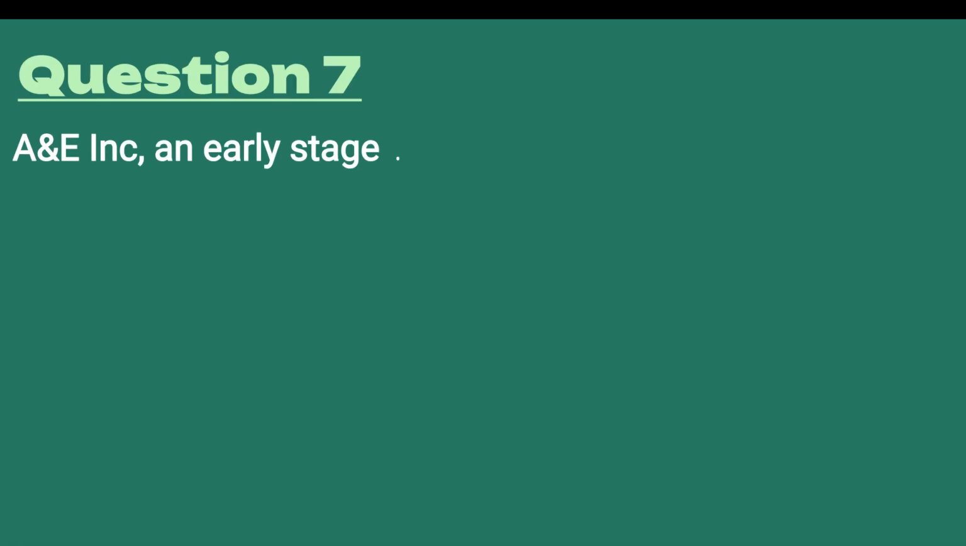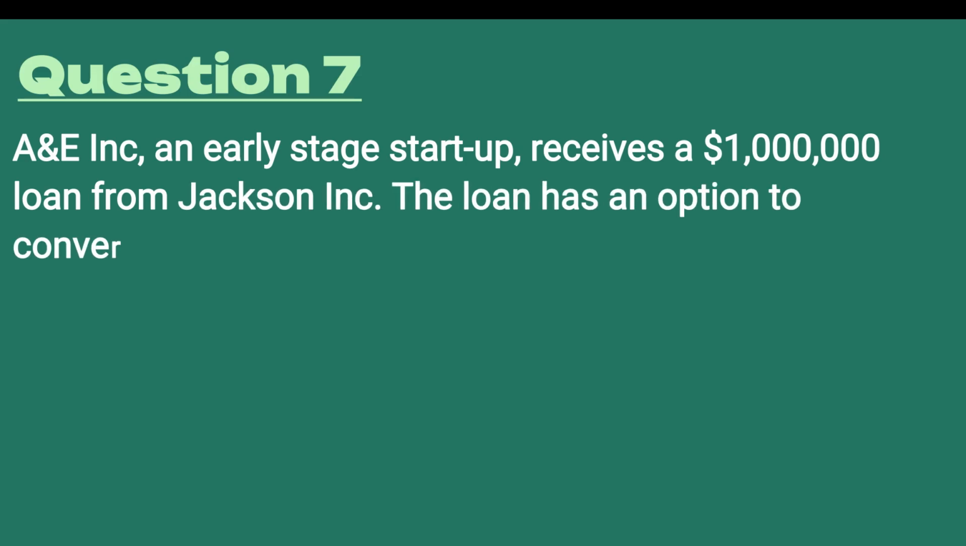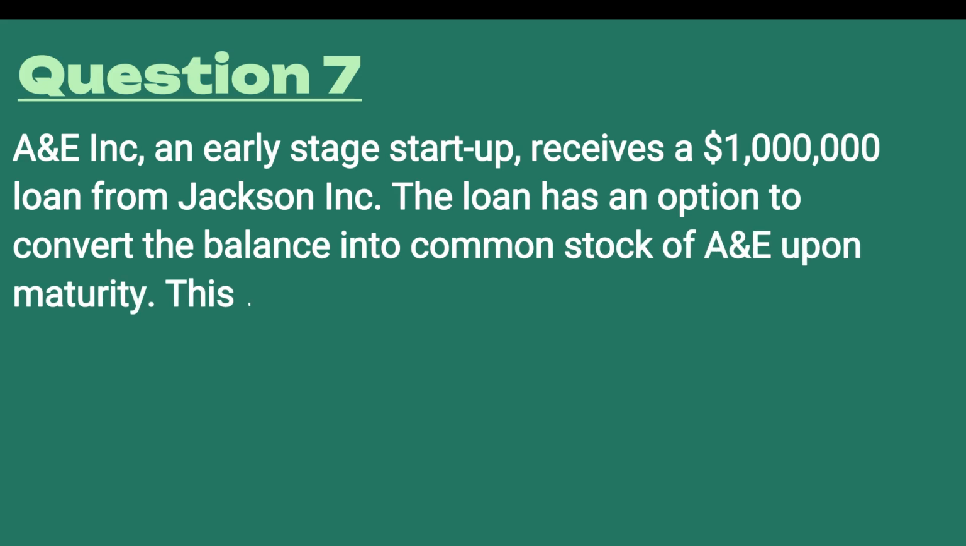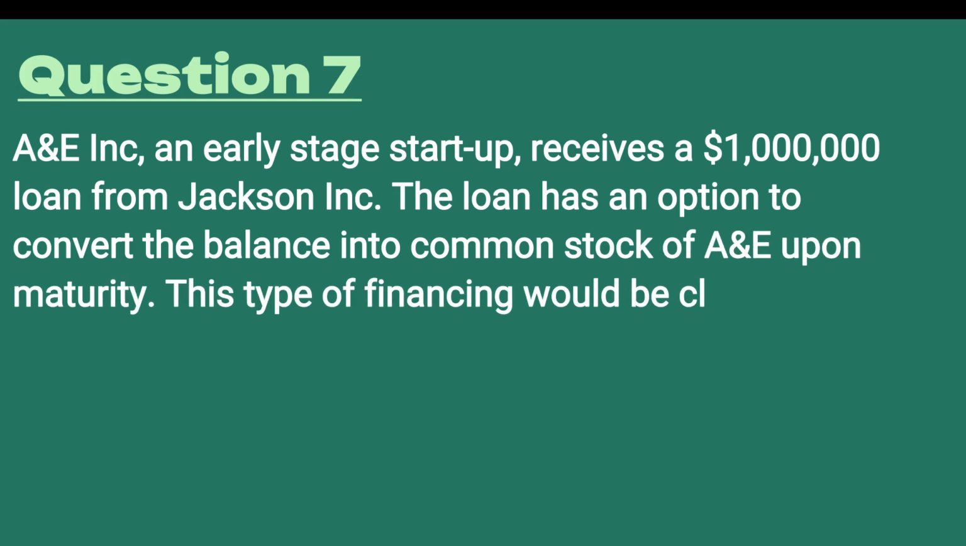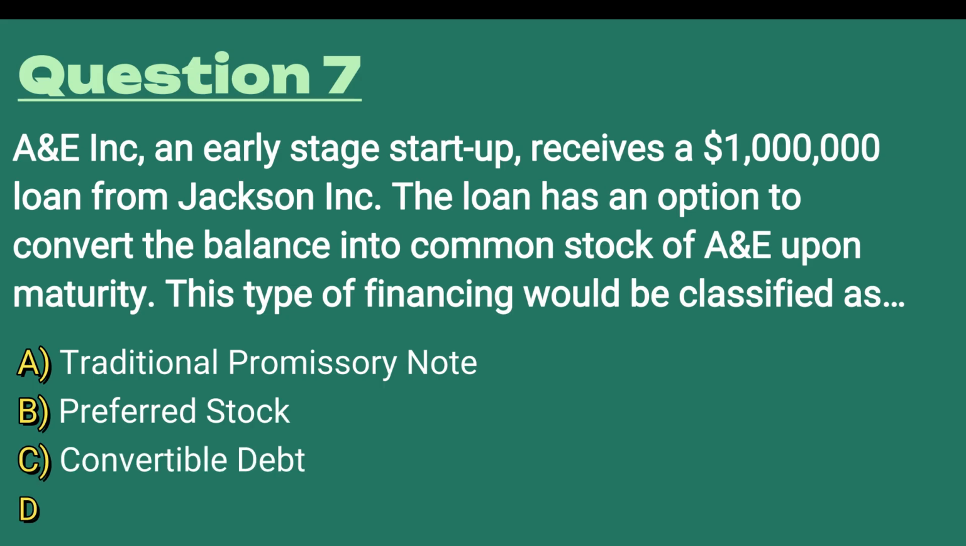Question number 7. A&E Incorporated, an early-stage startup, receives a $1 million loan from Jackson Incorporated. The loan has an option to convert the balance into common stock of A&E upon maturity. This type of financing will be classified as A, a traditional promissory note, B, preferred stock, C, a convertible debt, D, bank debt.